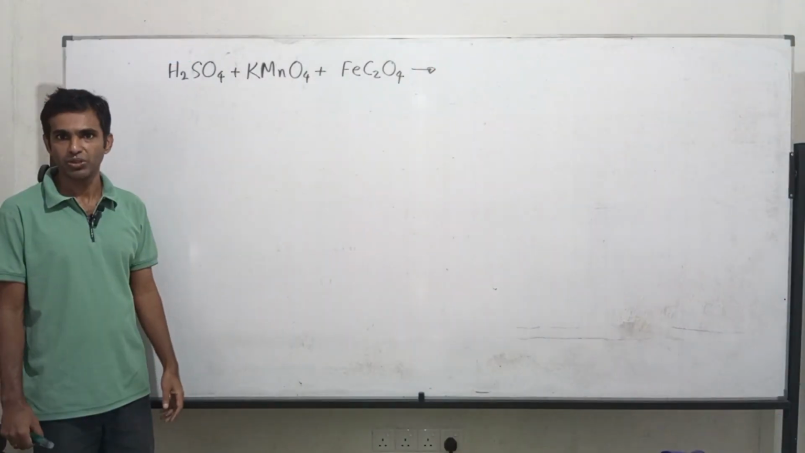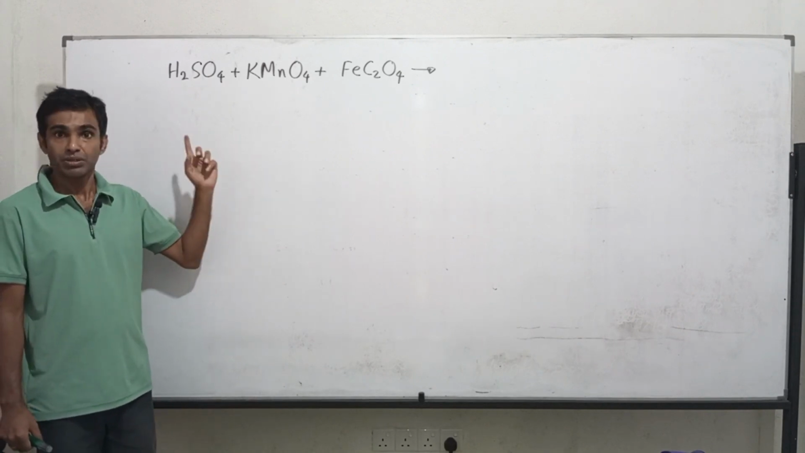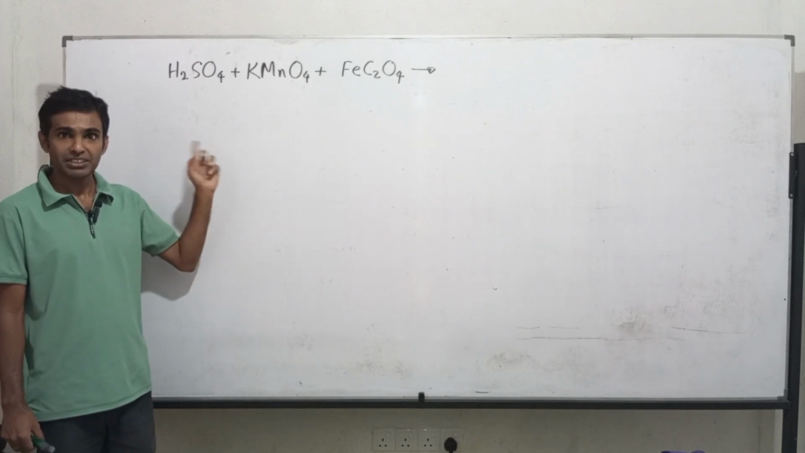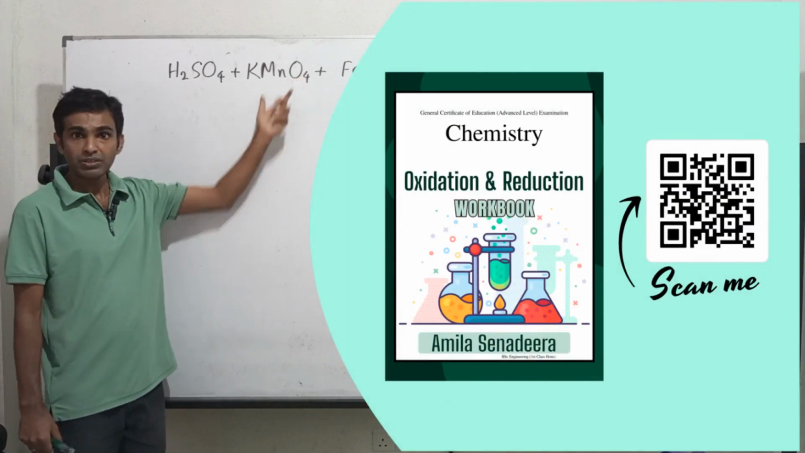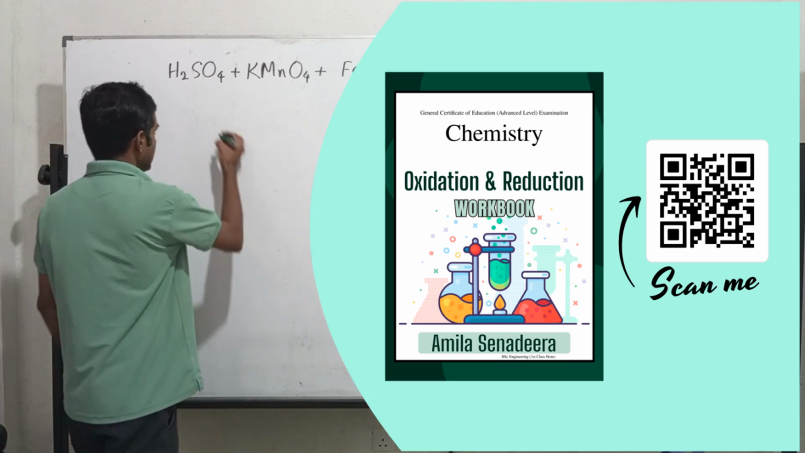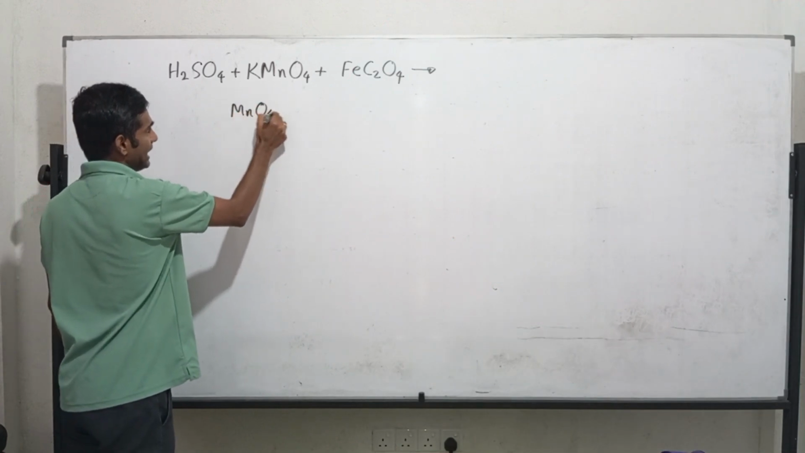A question is sent by a student. We need to balance the reaction between potassium permanganate and ferrous oxalate in the presence of sulfuric acid. What do you know about permanganate ion? Permanganate ion is an oxidizing agent. Can you write the half reaction for permanganate ion in acidic medium?